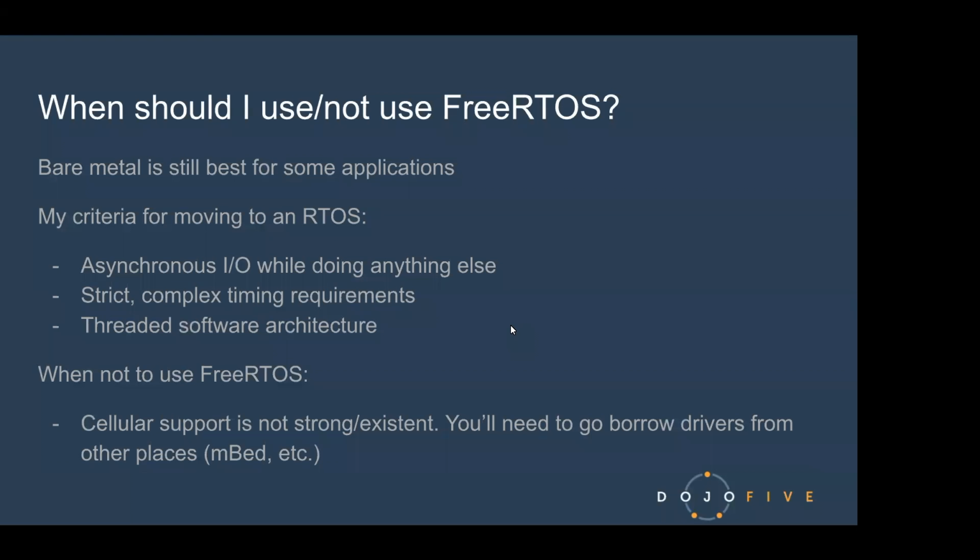I'd say when not to use FreeRTOS is when cellular support is not strong, or really existent. Even with Amazon's ownership of it and their IoT focus, FreeRTOS has some built-in drivers for Wi-Fi and some stuff for BLE, but not a lot of support for cellular. So if you're on a cellular device, I think there are some better options. I mentioned Mbed there. Zephyr is another operating system that we've used in cellular applications. So there are some other better choices, but FreeRTOS still has a lot of applications that it makes a lot of sense for.